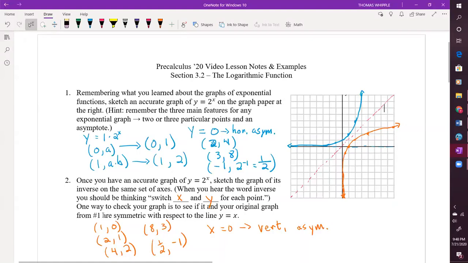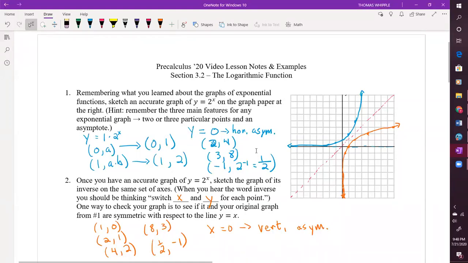And we can see that if we look at the two graphs together, there is this symmetry with the line y equals x. So I drew that in so you can see the symmetry there, and that's what should happen anytime that you sketch an inverse of a function where you're switching the x's and the y's.